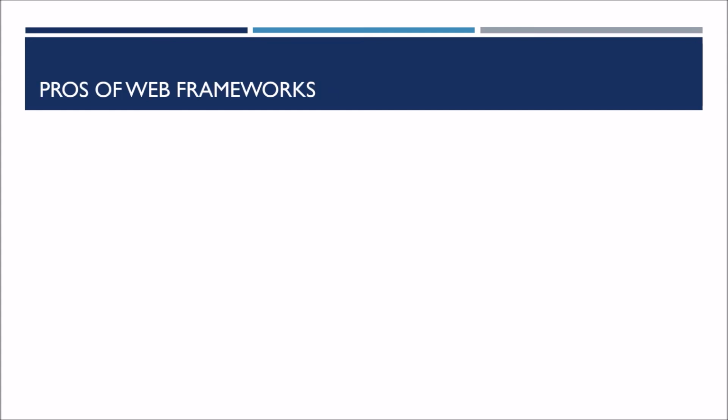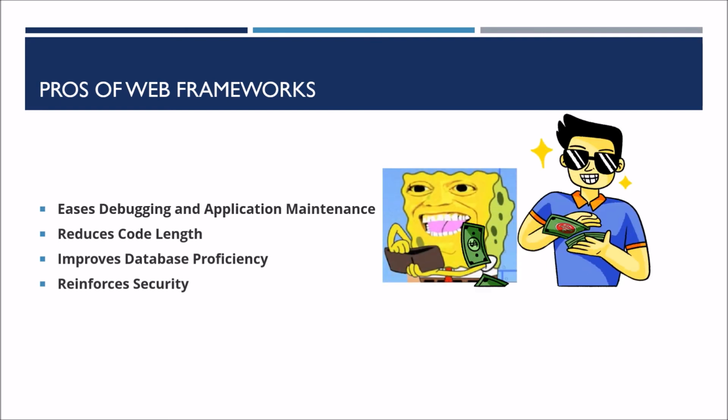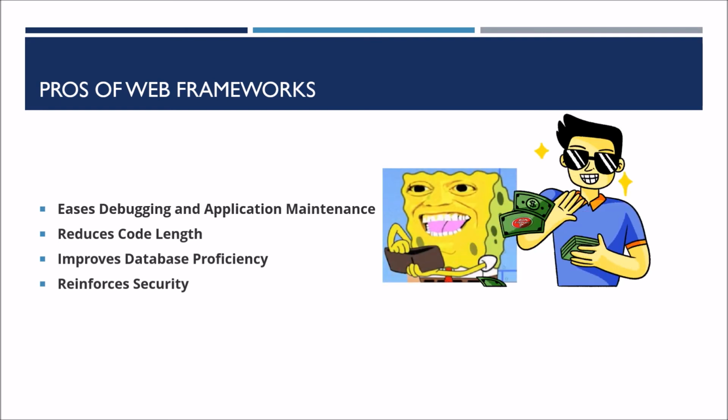Now let's talk about some pros of using web frameworks. Web frameworks allow easy debugging and application maintenance, reduce code length, improve database efficiency and proficiency, and reinforce security. These are a lot of great features that allow a lot of people, even developers, to spend their money behind it, because it's very difficult to maintain these four things and have a lot of different support for them.